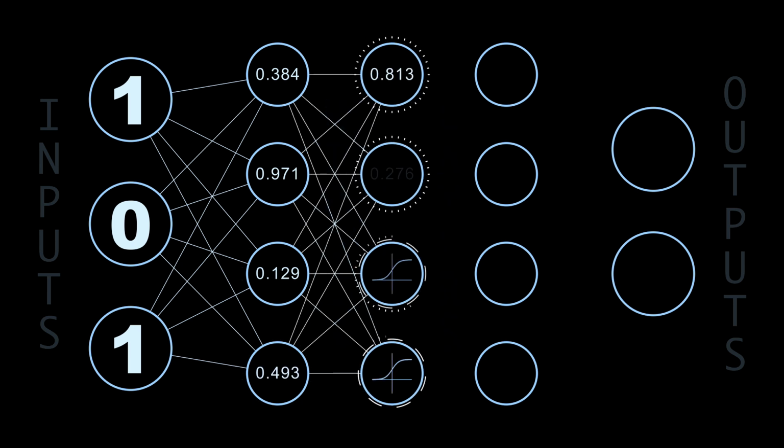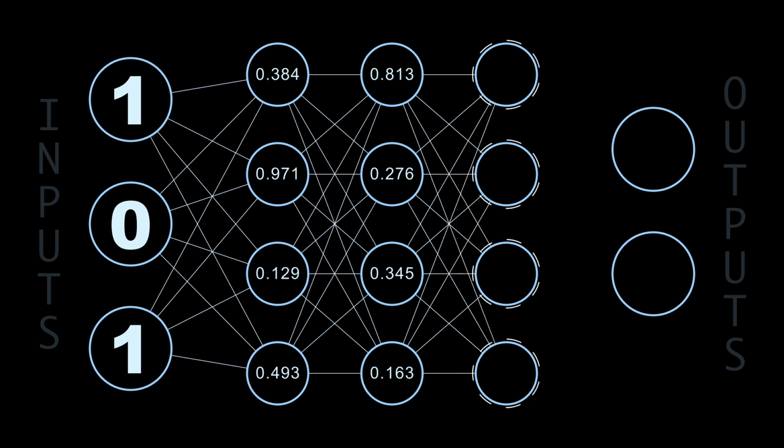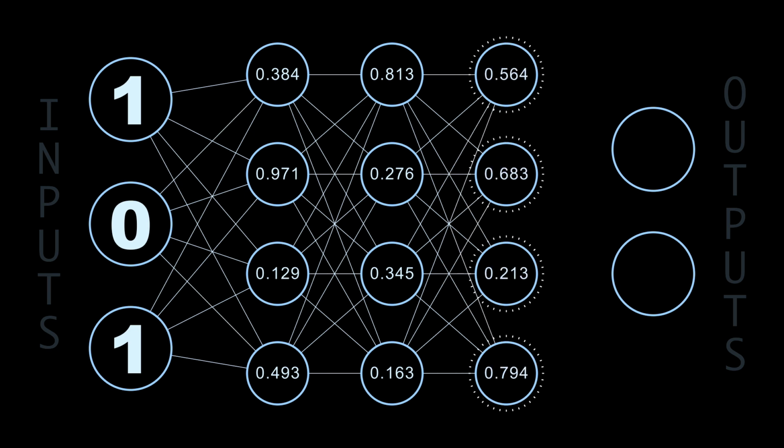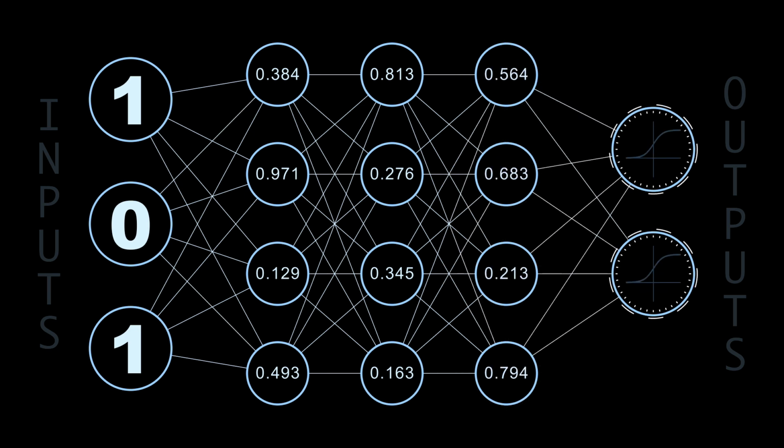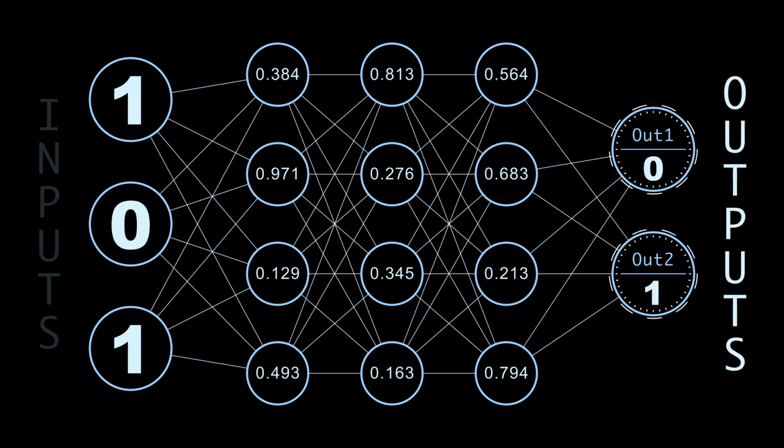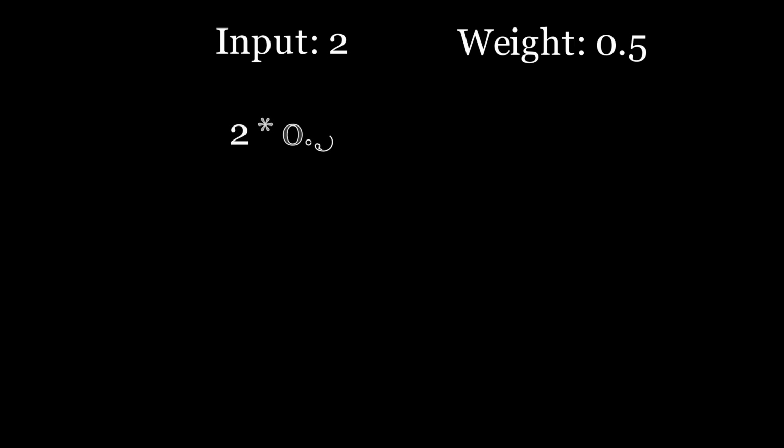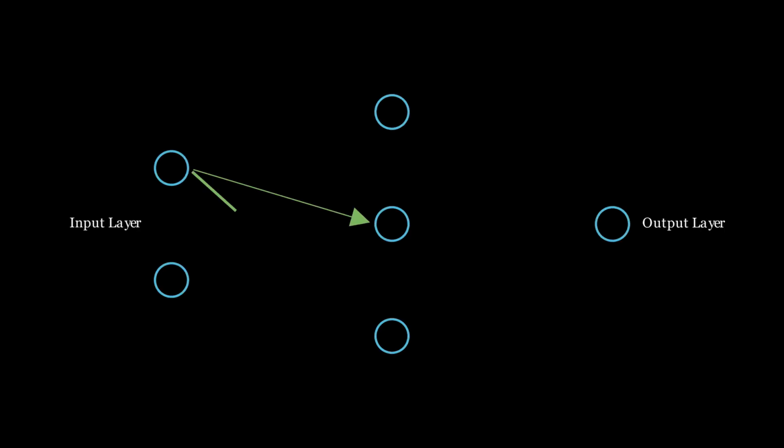Think of weights as the strength or importance of a connection between two neurons. When an input passes through a connection, it gets multiplied by the weight associated with that connection. For example, if an input value is 2 and the weight is 0.5, the output of this connection will be 1. This output then moves to the next neuron for further processing. Weights determine how much influence one neuron has over the next.